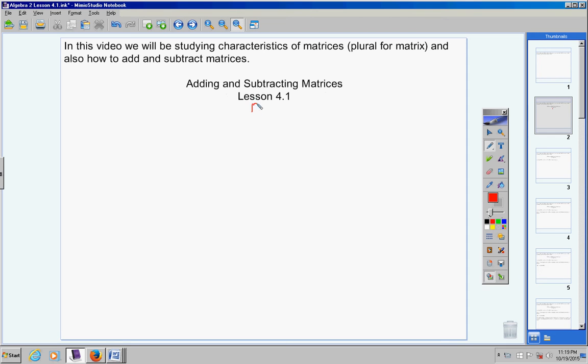And be sure and include today's date like you always should so that your notes are organized, okay? So, adding and subtracting matrices, lesson 4.1, and be sure and include today's date. Now, like usual, let's start off with a definition of what a matrix is. You are not responsible for this matrix, but I still want you to copy it in your notes, okay? So please copy this definition in your notes.